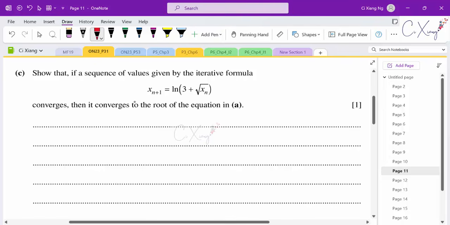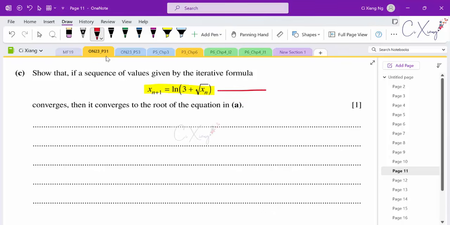Okay, so for question number 3, they want us to show that if the sequence of the values given by the iteration formula converges, then it converges to the root in the first equation. Generally, to get the answer, you can prove this iterative formula to get back the original equation. The original equation is square root x equals e power x minus 3. Or you can do it the other way around, start from the original equation and get the iterative formula. So either direction you can prove.